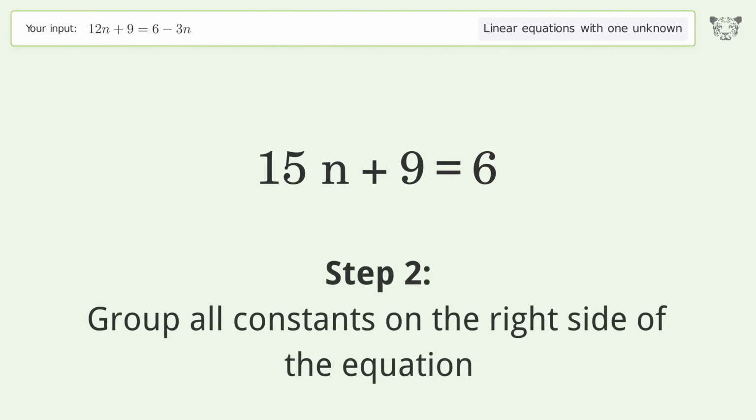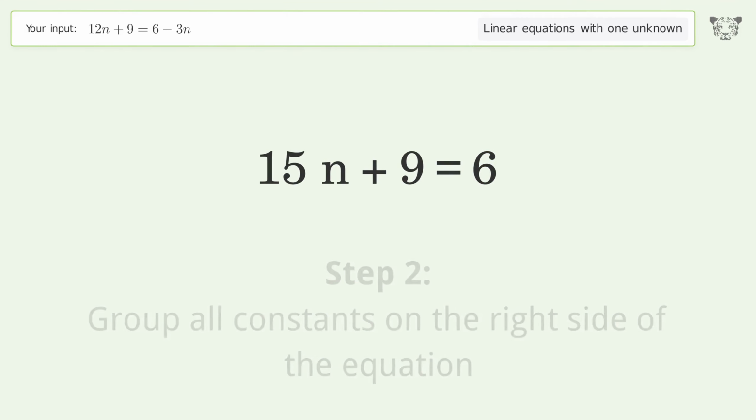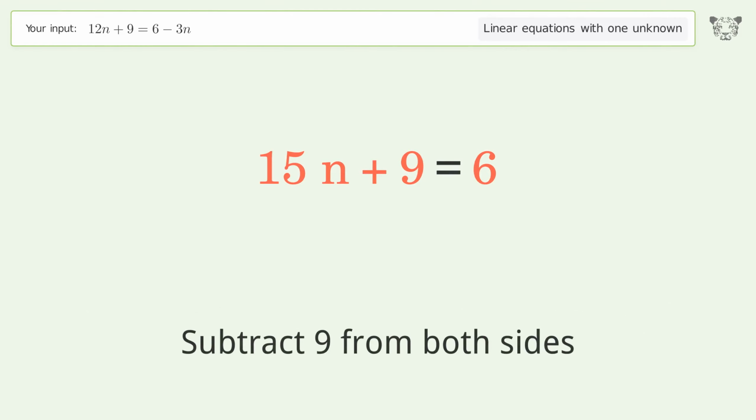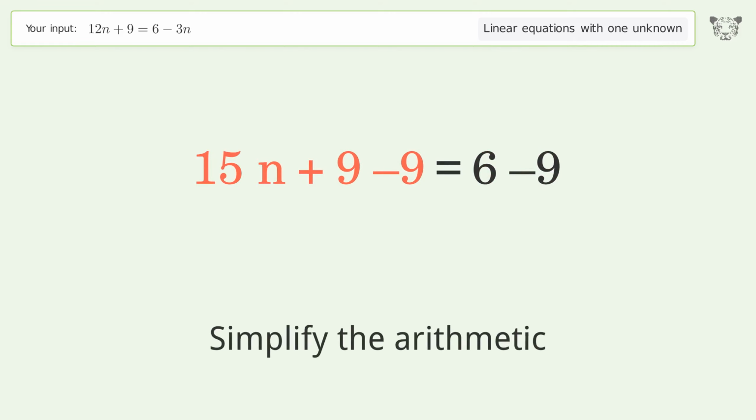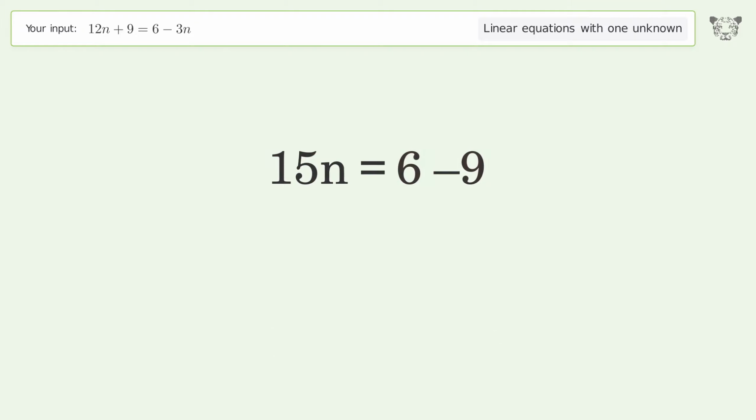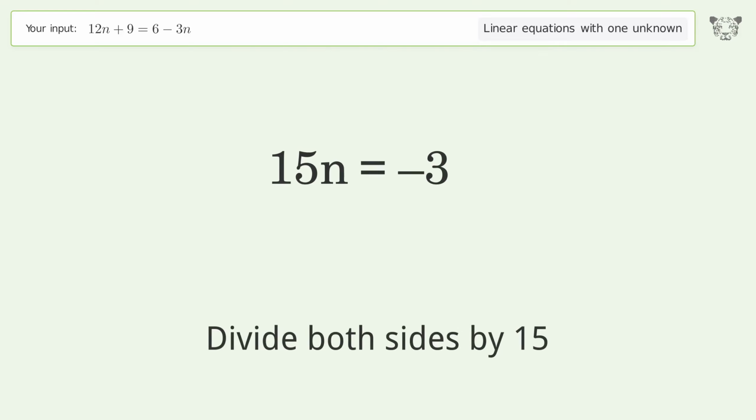Group all constants on the right side of the equation. Subtract 9 from both sides. Simplify the arithmetic. Isolate the n. Divide both sides by 15.